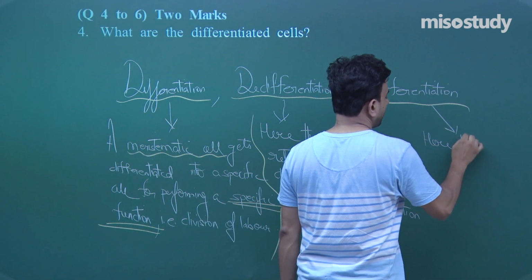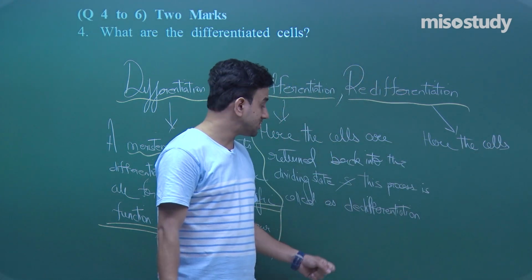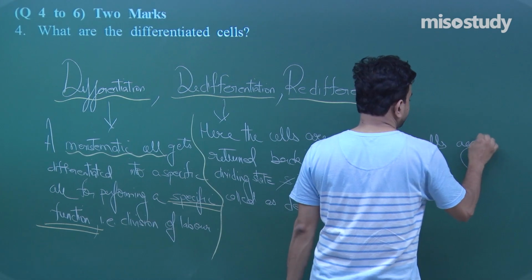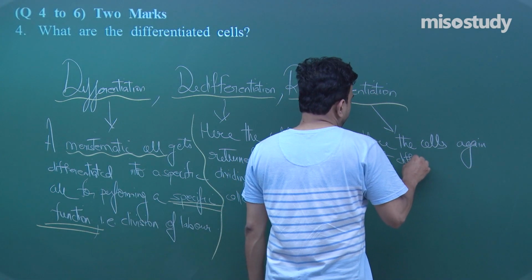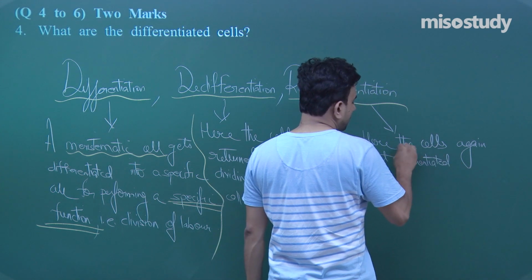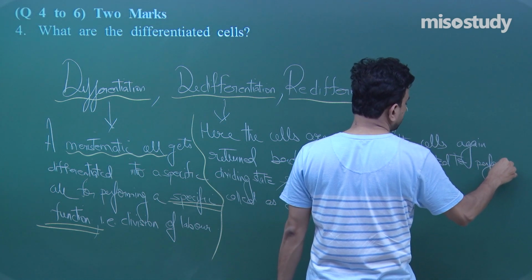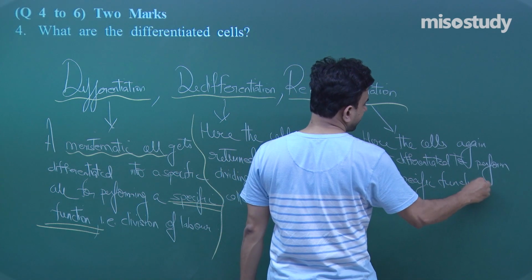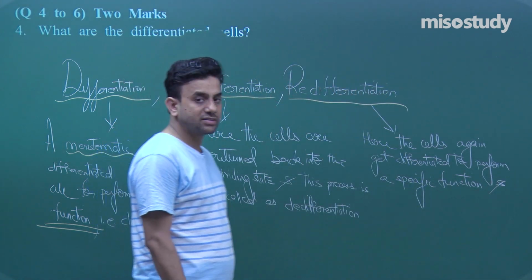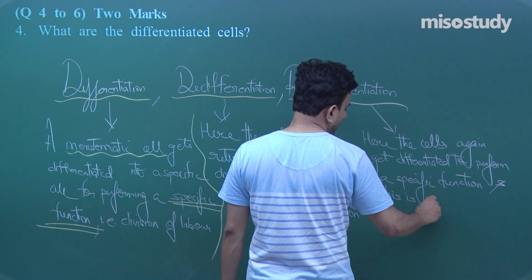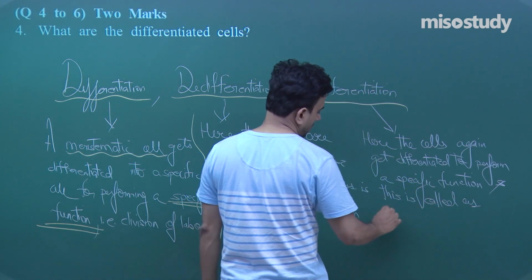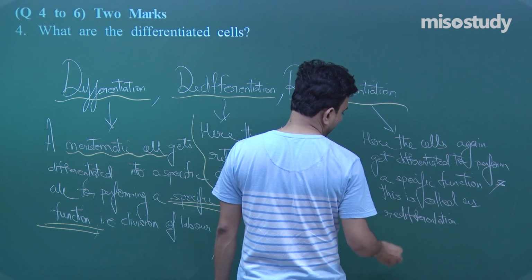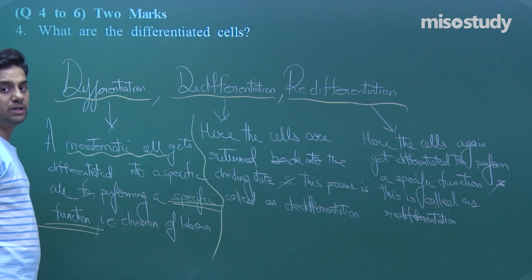Here the cells, from the dedifferentiated state, again get differentiated to perform a specific function, and this is called redifferentiation.